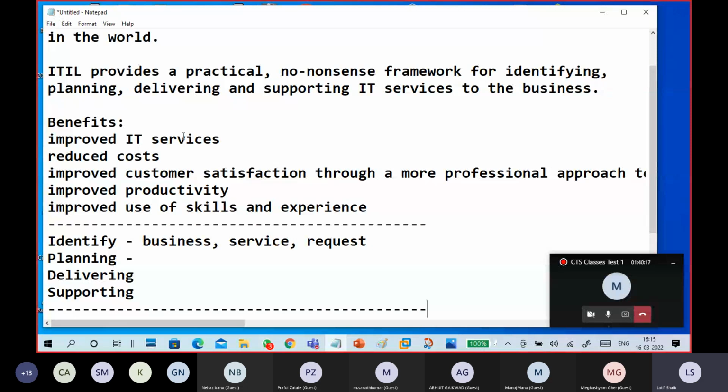Because of this, improved IT services reduce the cost. Unnecessary cost will be reduced because you plan properly how much investment is required. Don't invest too much, don't take more loans. So justified cost will be served. It reduces the cost for both the customer and the service provider. Because of your support, customer satisfaction improves, productivity improves, and skills and experience are used. Make sure the user is able to use your product.